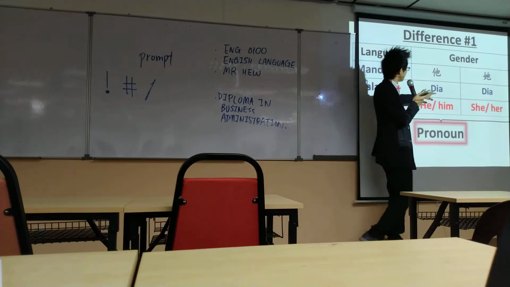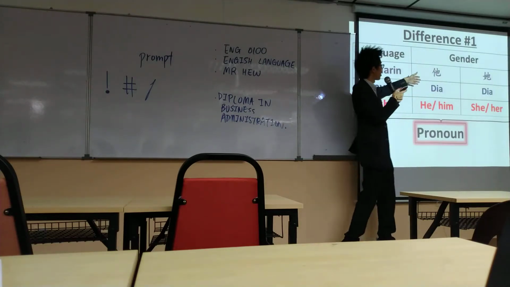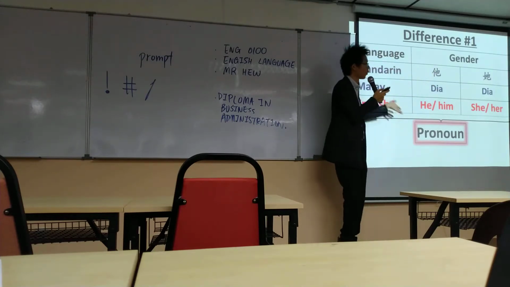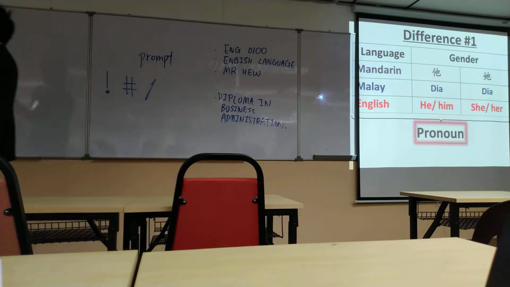Because you see Malay is easier. Here, settle. But in Chinese we have two words. In English we have four words to express ta. Okay? So you see this is what I call pronoun. Those who are not good in English, they always spell wrongly.